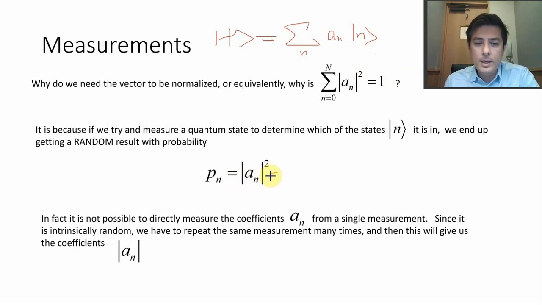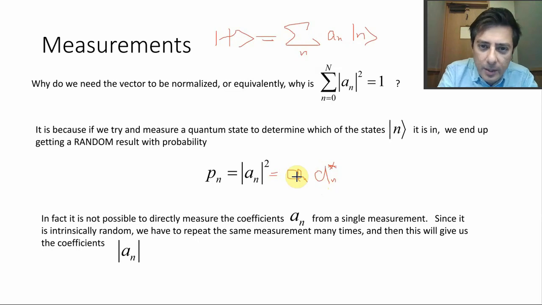Going back to our lecture on complex numbers, this means it's a_n times a_n star. That's what this modulus squared means. With that probability, and this is always a real number, by the way. These a_n's are complex numbers, but this probability is always real, because I don't know how you would interpret complex probabilities. You can't really do that. So with that probability, you get that state n.